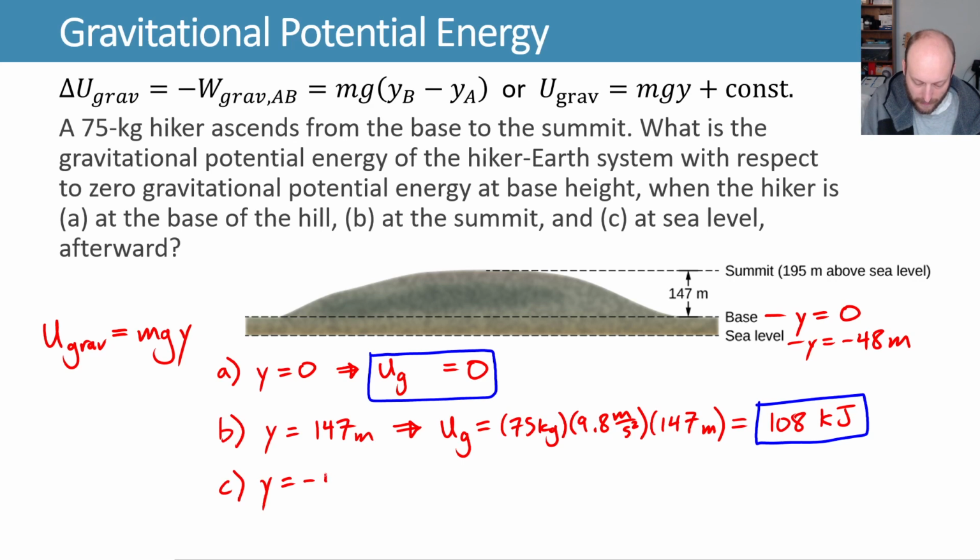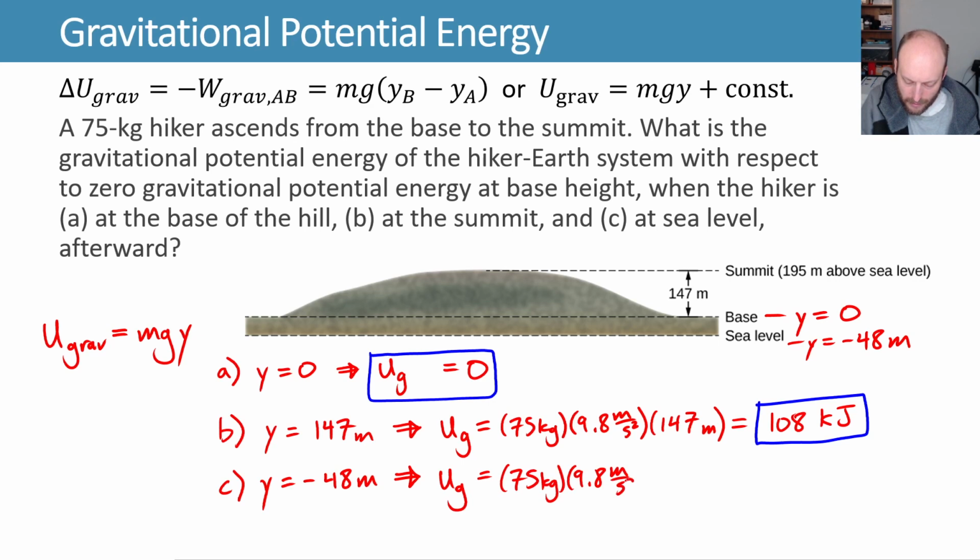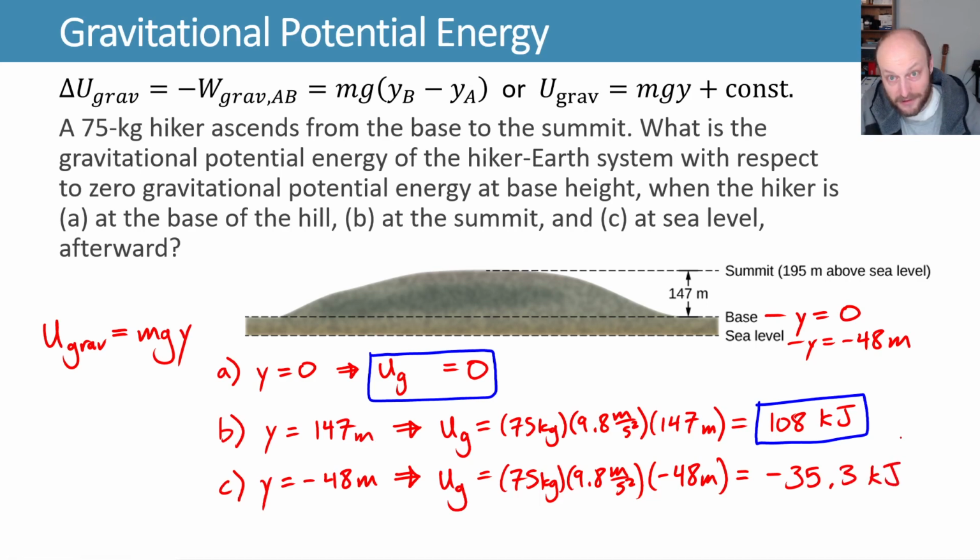So we have negative 48 meters, which means that our gravitational potential energy here will have the same things that it had before for mass and gravity, but will now have negative 48 meters. This gives us a negative number. Are we disturbed by having negative gravitational potential energy? Be honest. Are you disturbed? Does that make you uneasy to have negative energy? Sometimes I might have negative energy.